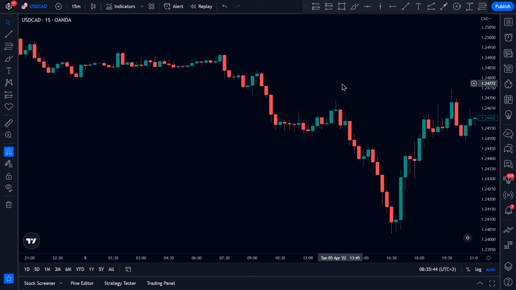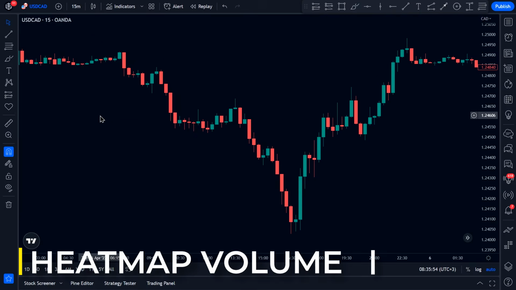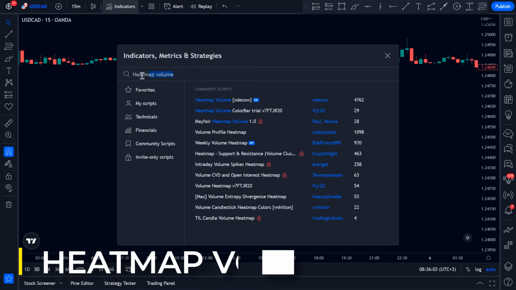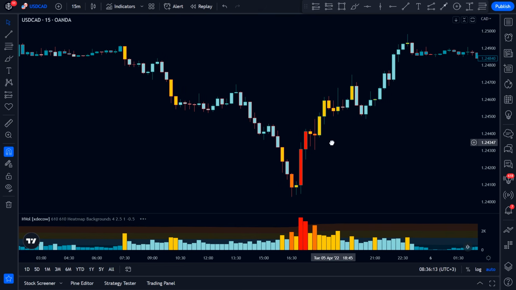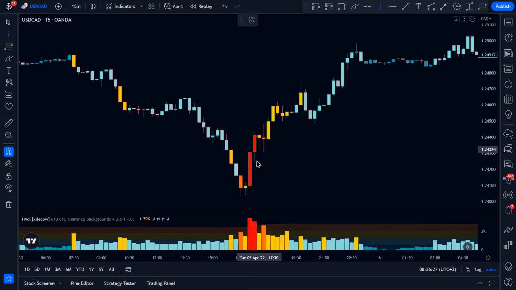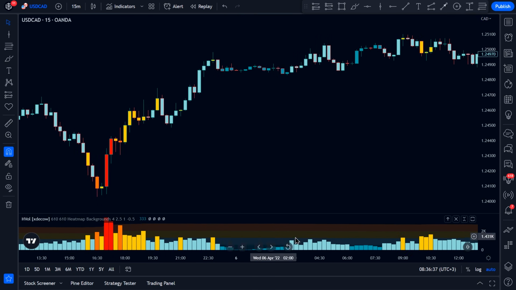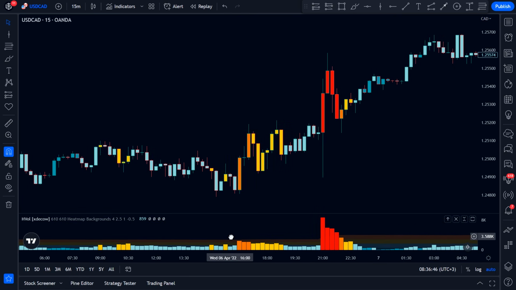So in third place, we have a volume indicator called Heatmap Volume. Click on Indicators, then type here Heatmap Volume, and select this one by seed cow. Now, looking at this indicator, you can see that it also changes the bar colors or the candle colors according to the volume threshold in the market. The same colors that we can see here on the volume histogram. Let's access the settings to see how these colors are going to help you when live trading.